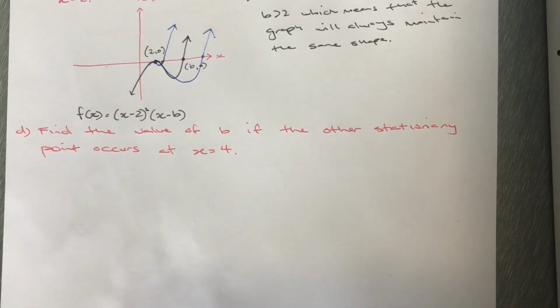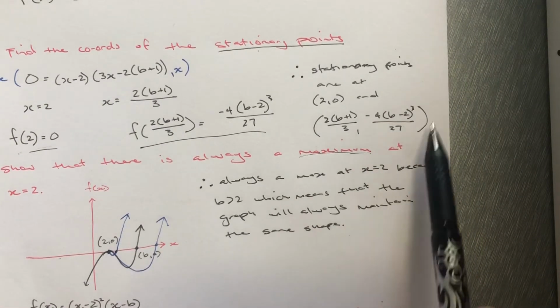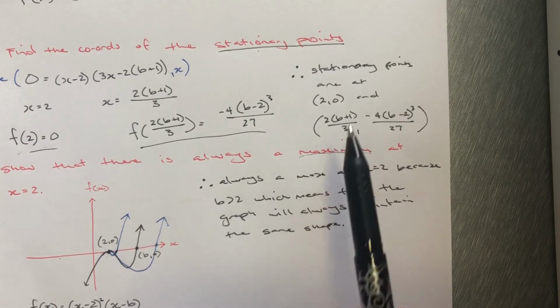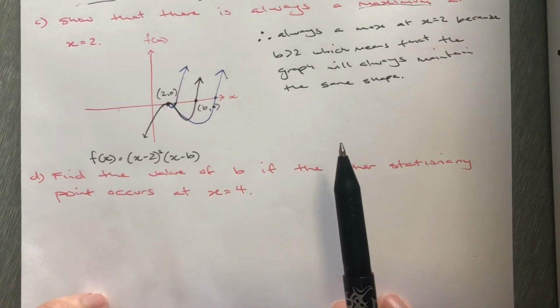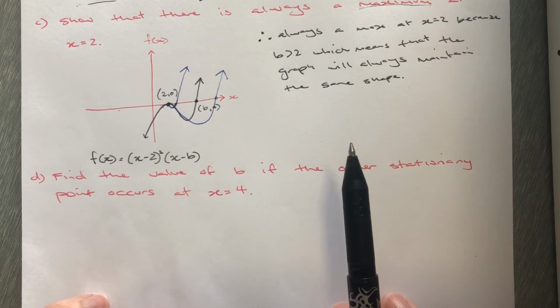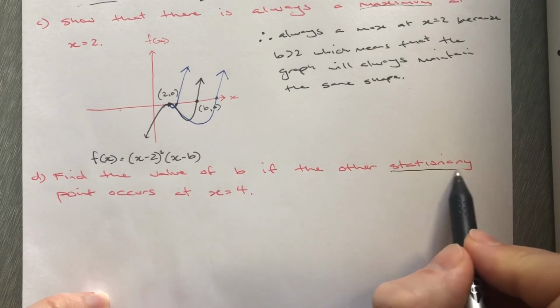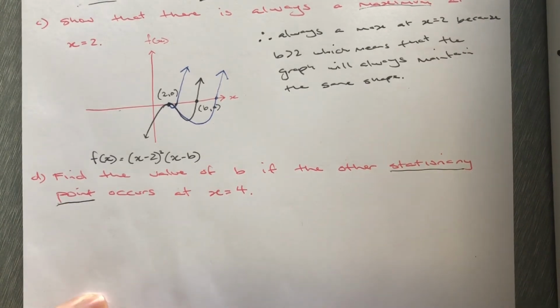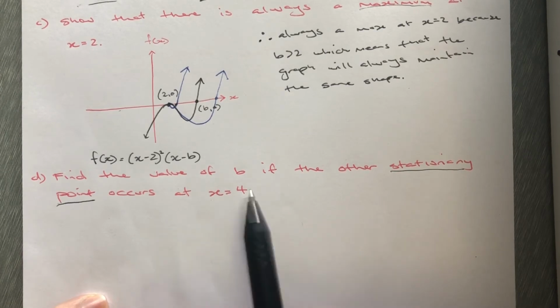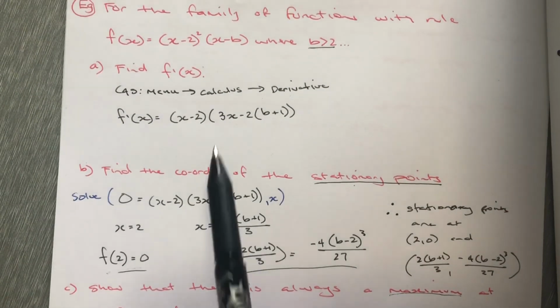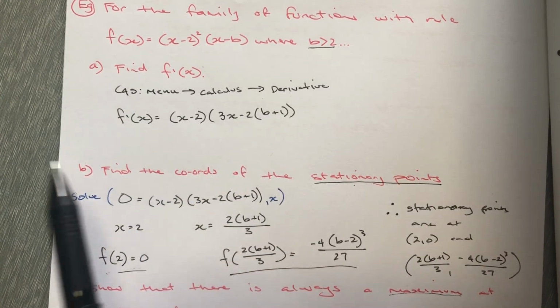Find the value of b if the other stationary point occurs at x equals 4. We don't know exactly where that other stationary point is. We've got the coordinates of it there, but we don't know what b is. We're finding the value of b. Now at a stationary point, the gradient's going to be 0, and it's telling us that the gradient's going to be 0 where x is 4. So I think we're going to be able to use the derivative that we found a little bit earlier.